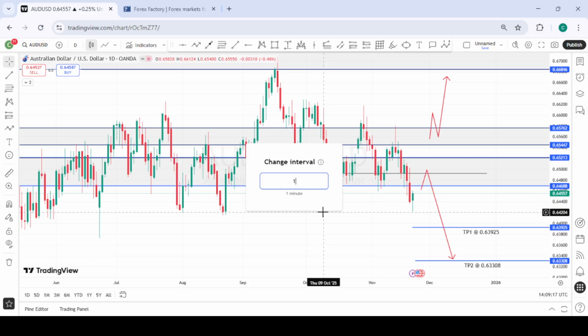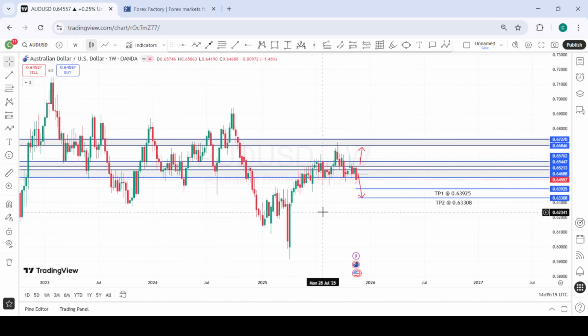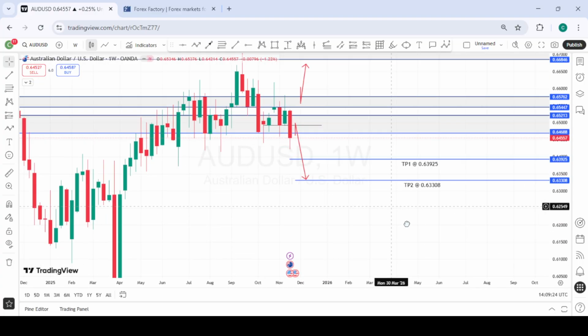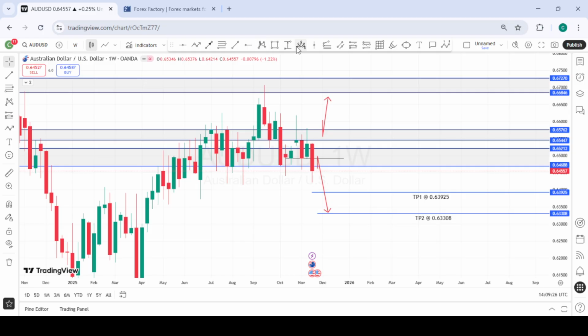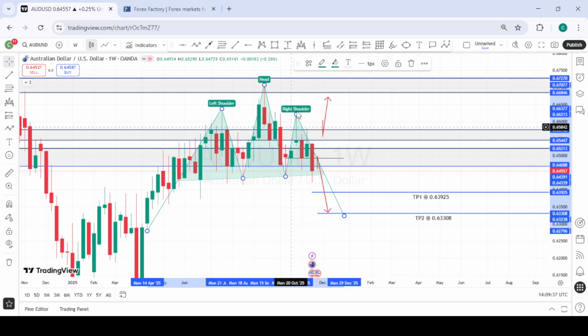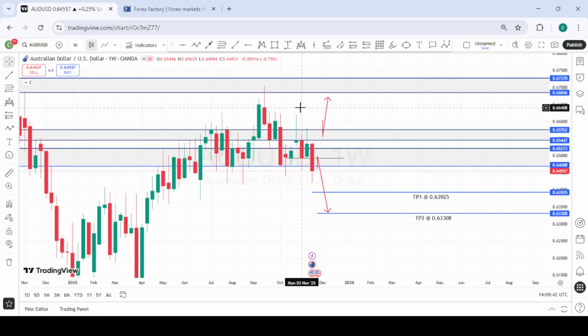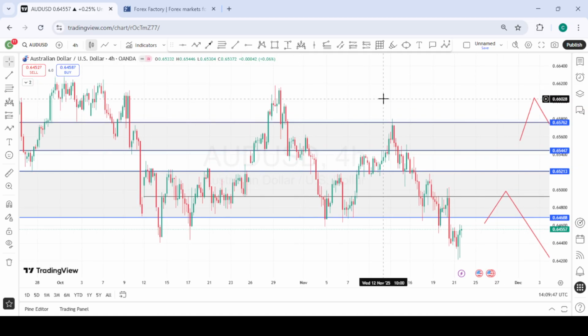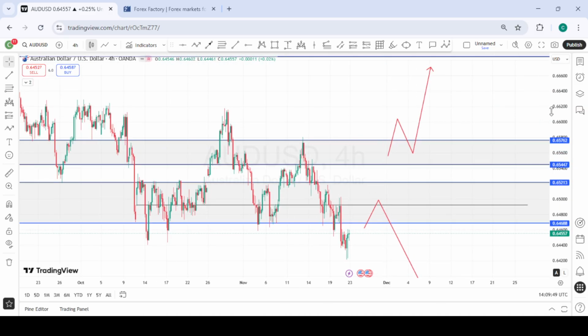If you go to the weekly time frame, you will realize that we are developing a head and shoulders on the weekly time frame. So on a weekly perspective, this is what is happening right here. This is the left shoulder, this is the head, and this is the right shoulder, which is developing. So we are looking forward to sell to the downside. We are very bearish on AUDUSD.